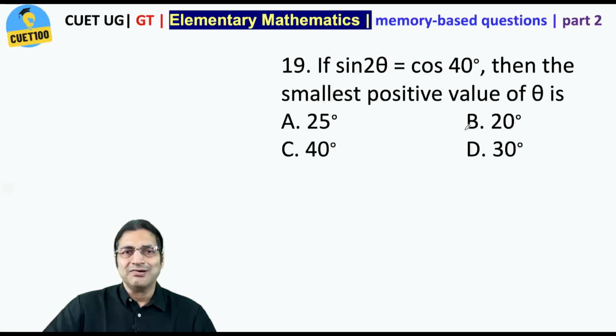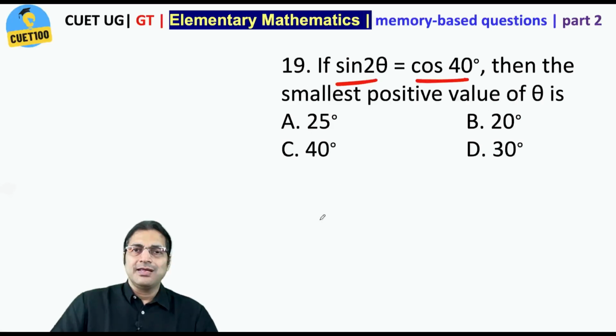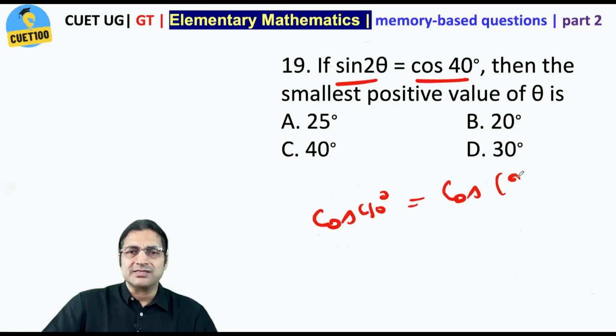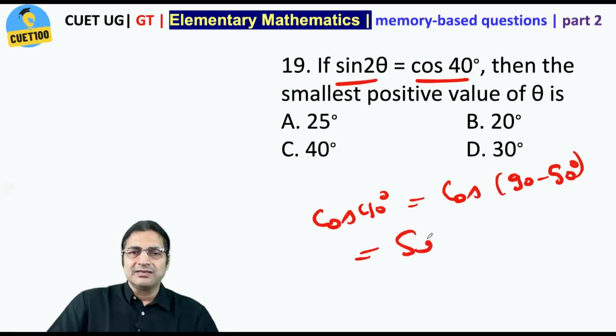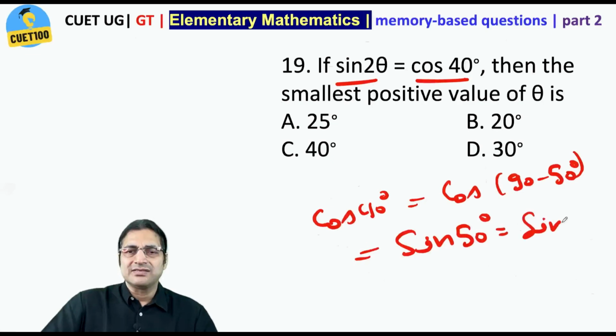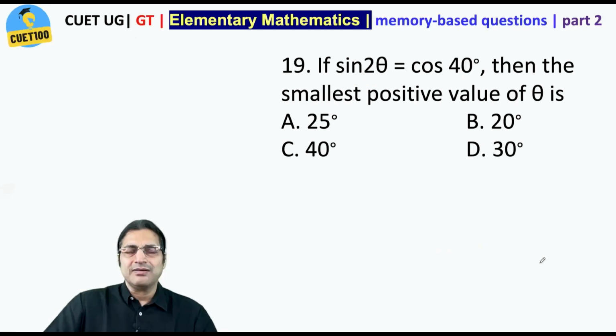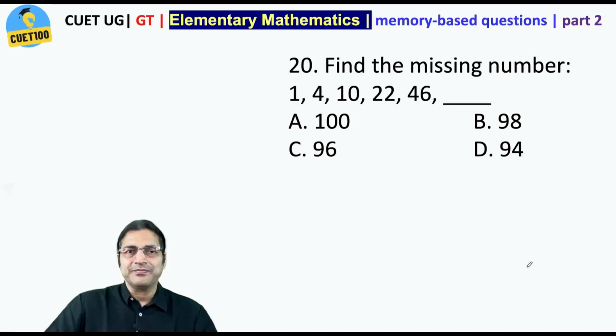Right. Okay. Sin 2 theta is equal to cos 40 degree. Again, can we say that cos 40 degree is equal to cos of 90 minus 50 degree? That is sin 50 degree, and sin 50 degree is given as sin 2 theta, right? So, theta is 25 degree. Simple. Okay. All right. 25 degree.